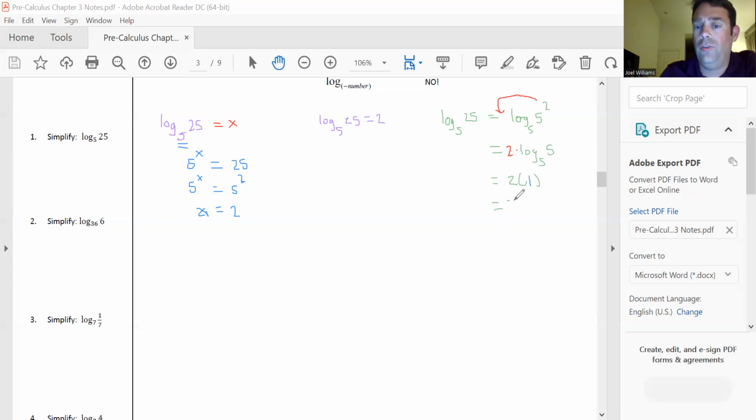So again, 2 different ways to go about doing it. One of them, you can set your log equal to a variable and change to exponential form. Or the other one is you can play with this idea of exponents. But for today's purposes, I'm going to stick with exponential form. So let's try this next one here. Log base 36 of 6.